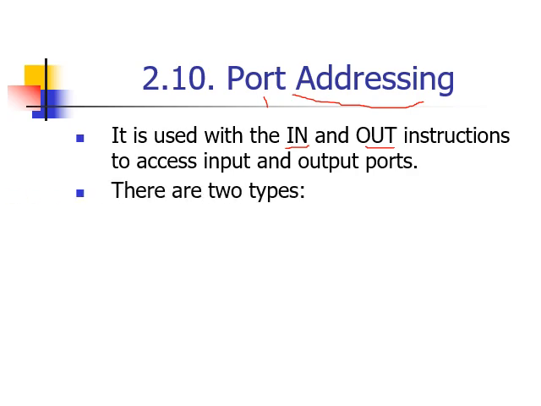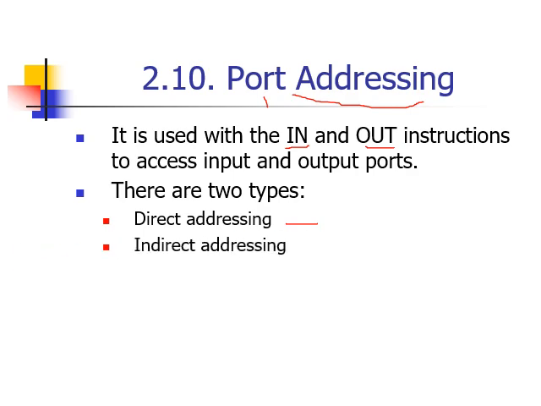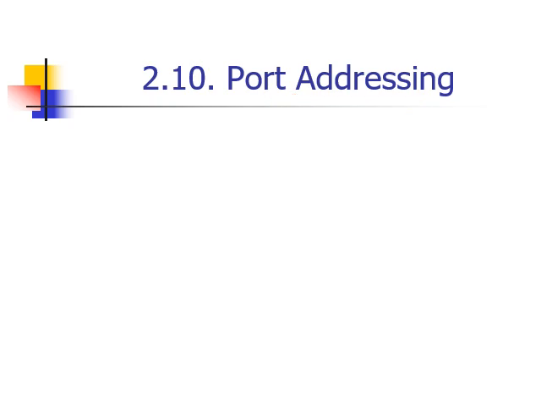Okay, the addressing mode of ports are of two types. A direct addressing mode, where you give the address of the port directly, or you place the address somewhere in a register, which we call indirect addressing mode. So indirect, the address is given inside a register. Direct, you immediately give the address.